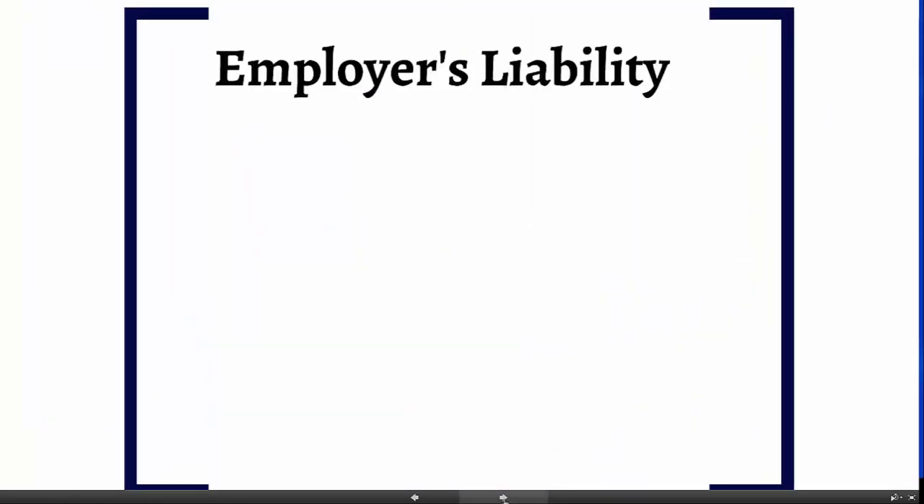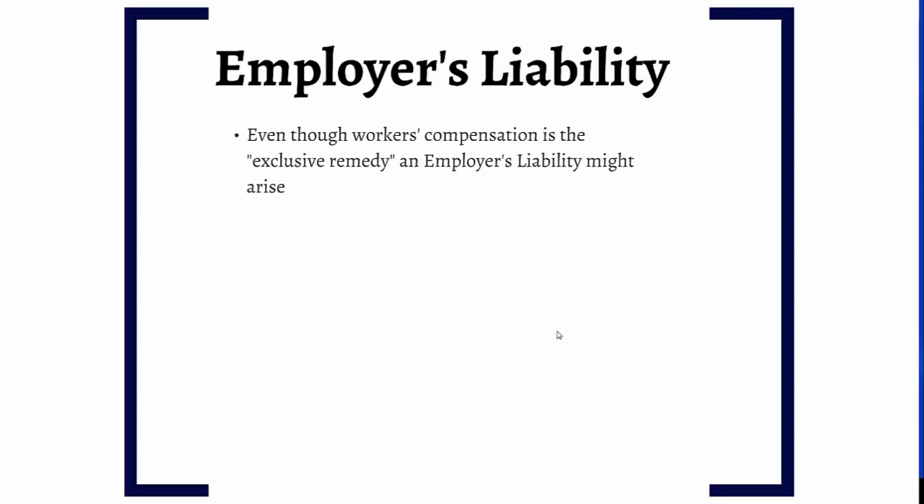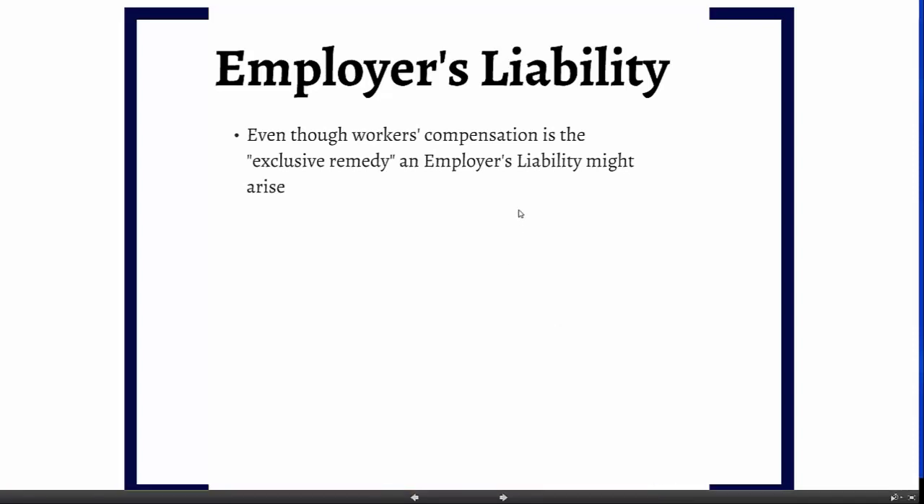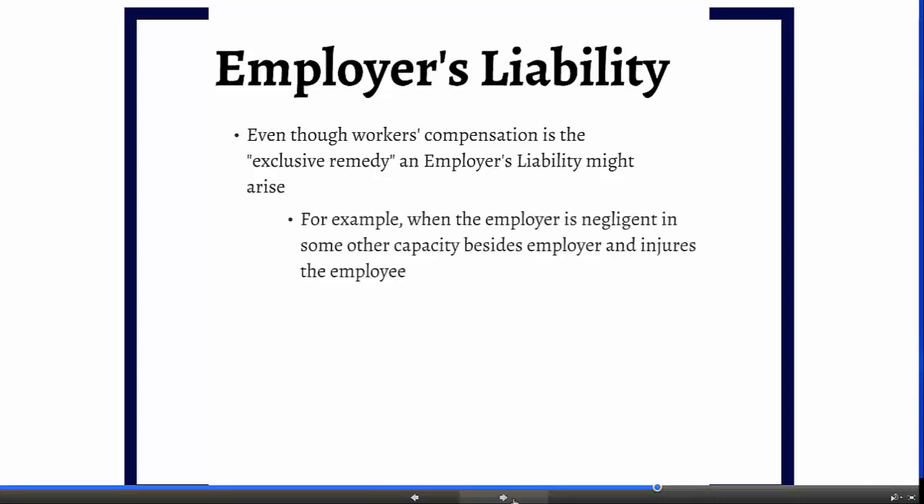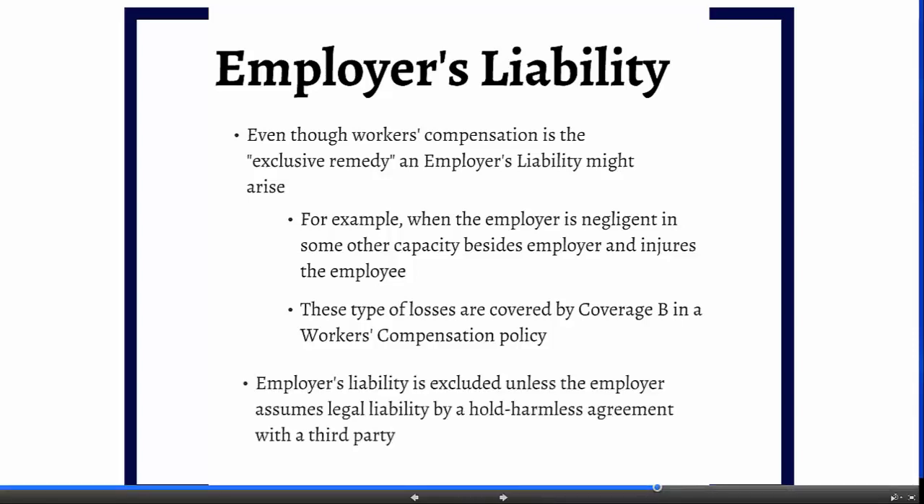Now let's look at employer's liability. Remember that even though workers' compensation is the exclusive remedy for employee-related injuries, an employer liability might arise. For example, when the employer is negligent in some other capacity besides employer and injures the employee. This is actually known as the dual capacity doctrine. These types of losses are covered by coverage B in a workers' compensation policy, as we discussed in the last assignment. Employer's liability is excluded unless the employer assumes legal liability by a hold harmless agreement with a third party, so similar to contractual liability.